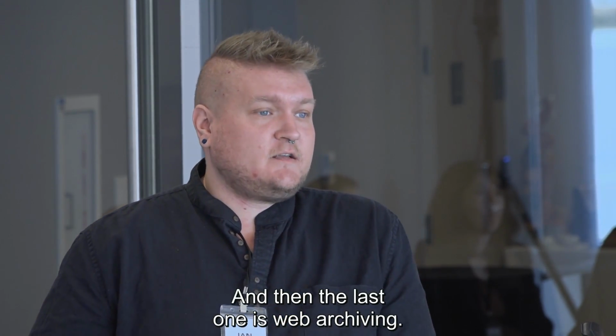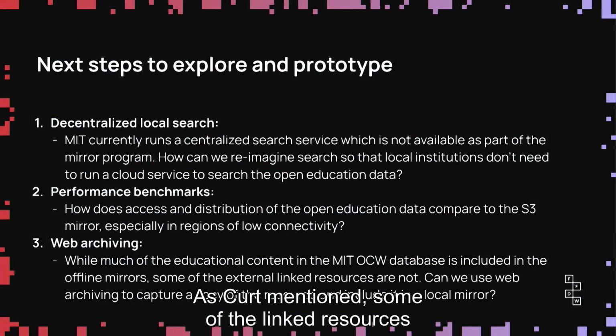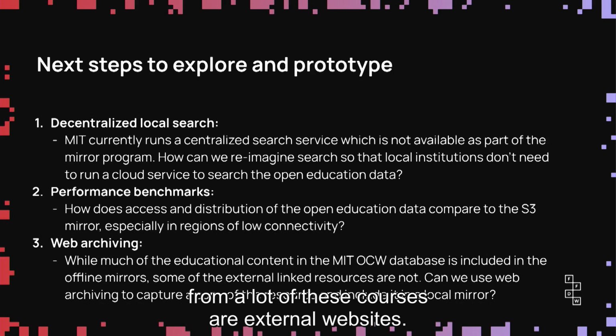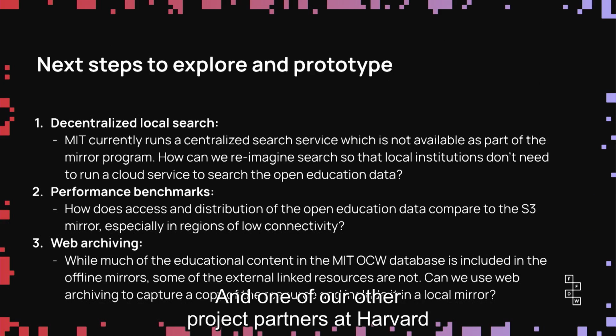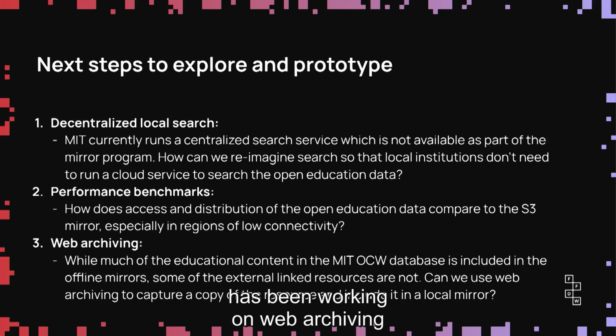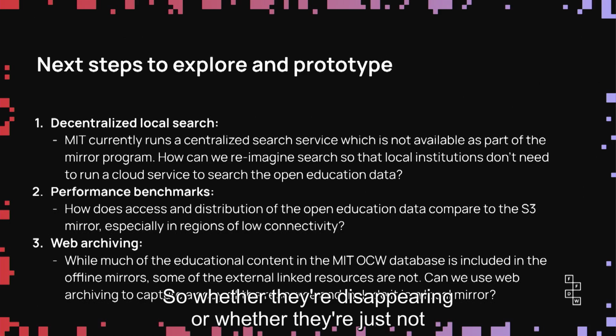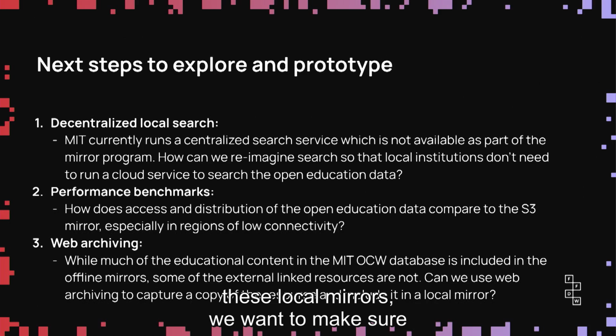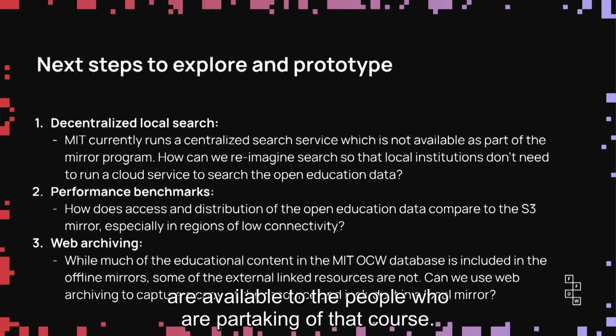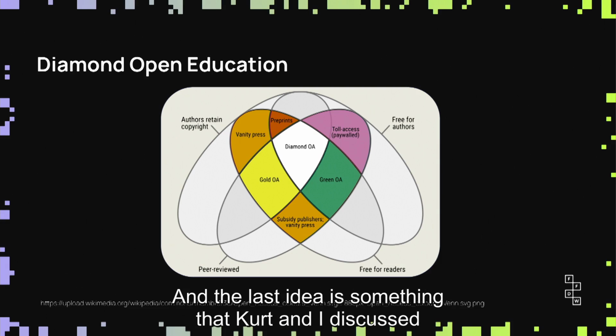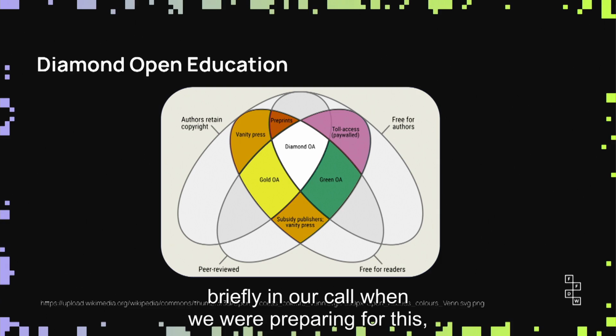And then the last one is web archiving. As Curt mentioned, some of the linked resources from a lot of these courses are external websites. One of our other project partners at Harvard has been working on web archiving because a lot of those links go away. So whether they're disappearing or whether they're just not accessible in the regions that are running these local mirrors, we want to make sure that those resources that professors think are important enough to include in their course are available to the people who are partaking of that course.